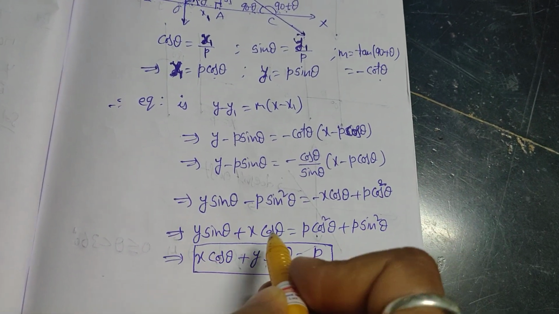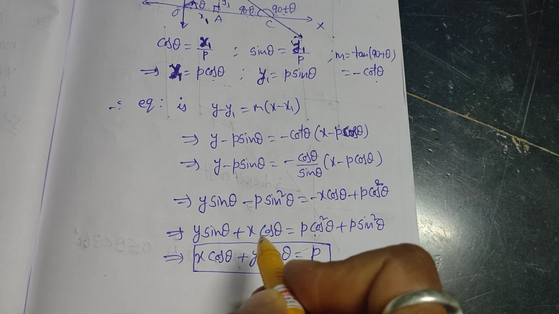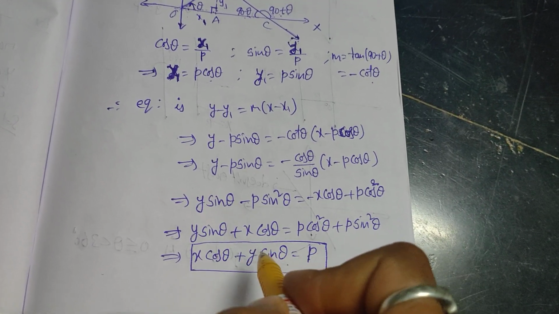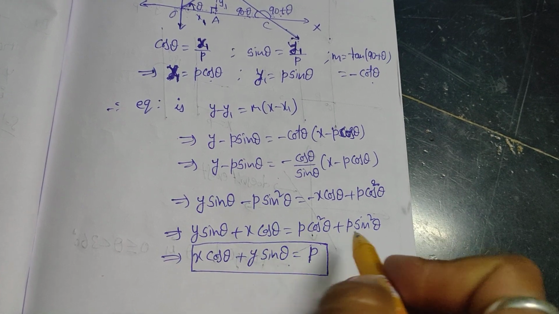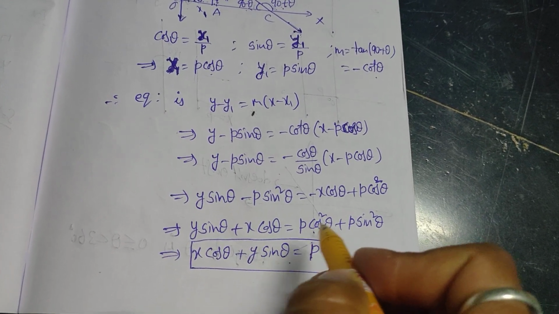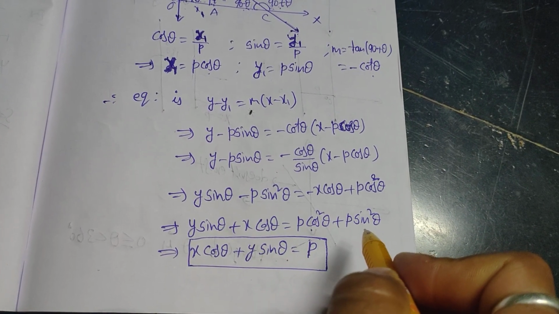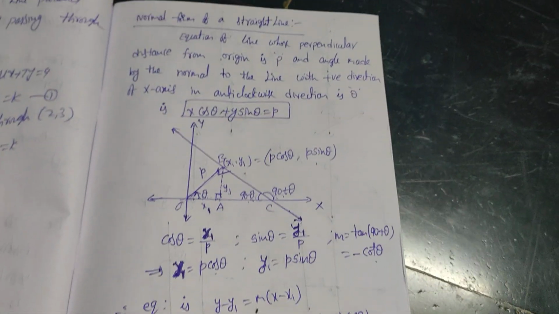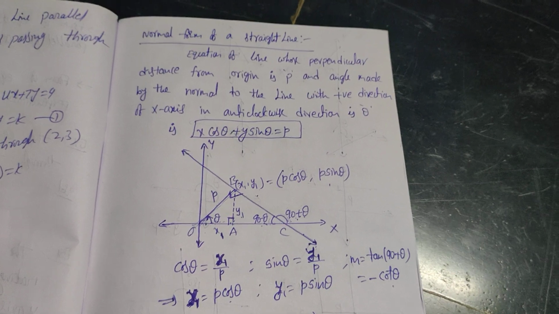So totally we can write, in the order where the first term is x and the second term is y, x cos theta plus y sin theta is equal to, if you take p common from these two terms, cos square theta plus sin square theta is equal to 1, p into 1 is equal to p only. So this is nothing but the normal form of a straight line.